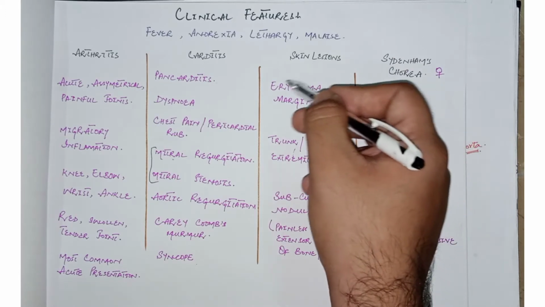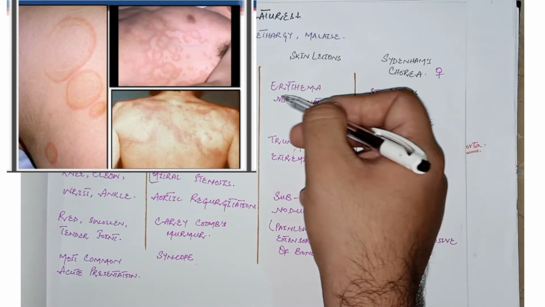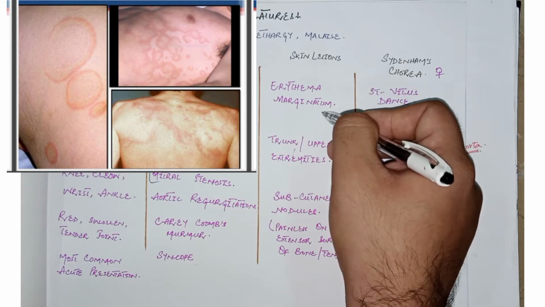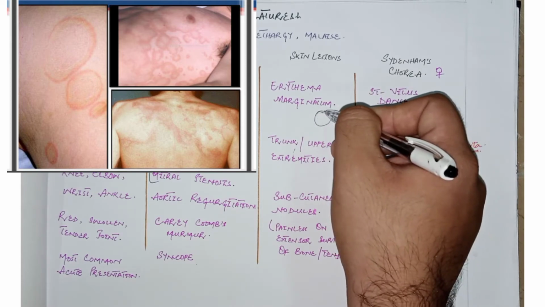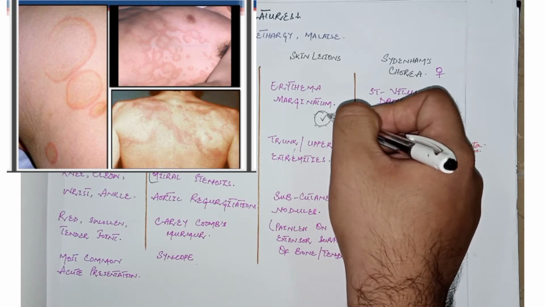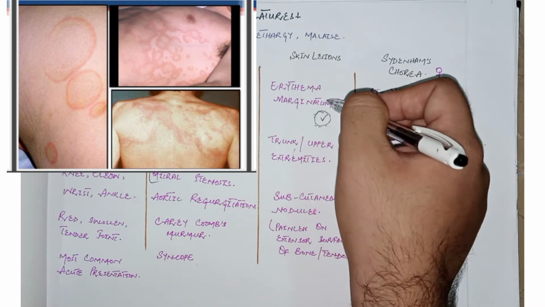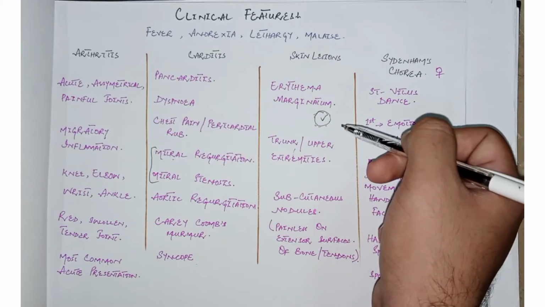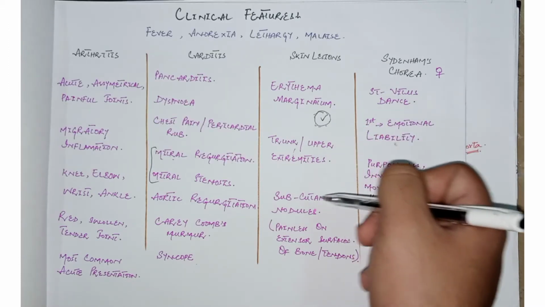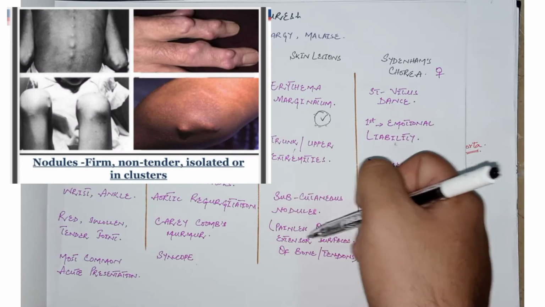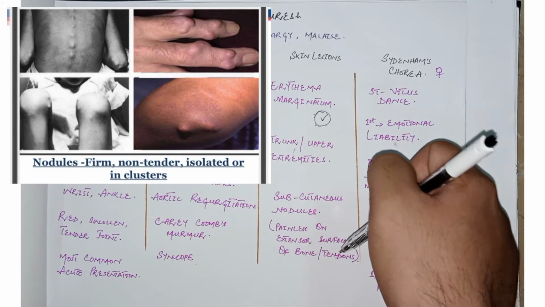So what is erythema marginatum? As the name indicates, erythema means red and marginatum means margin. Suppose this is the erythema marginatum. The margins here are red and the center area is pale. This erythema marginatum usually affects the trunk and the upper extremities but not the face. The other feature is subcutaneous nodules. These are painless nodules on the extensor surfaces of bone and tendon.